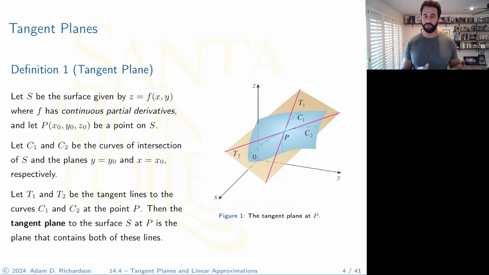Same idea we saw in the previous section, where you slice the surface with a plane at that point, and you get a curve of intersection. We're going to let T1 and T2 be the tangent lines to the curves at that point. Then what we say is that the tangent plane to the surface at P is the plane that contains both of these tangent lines.